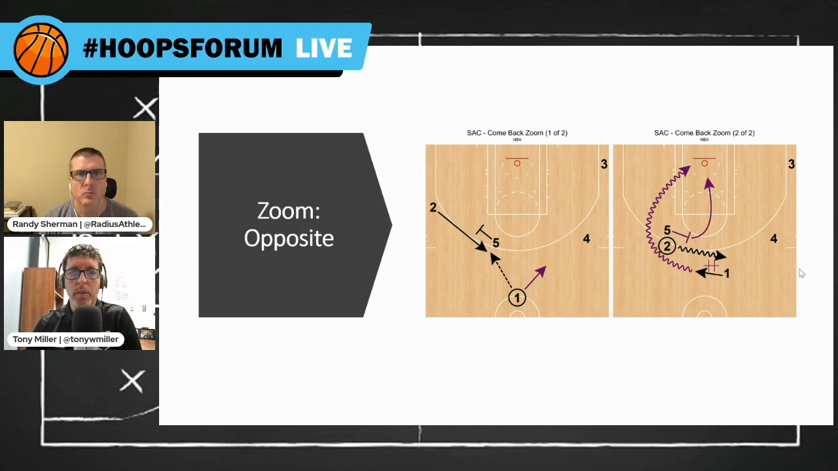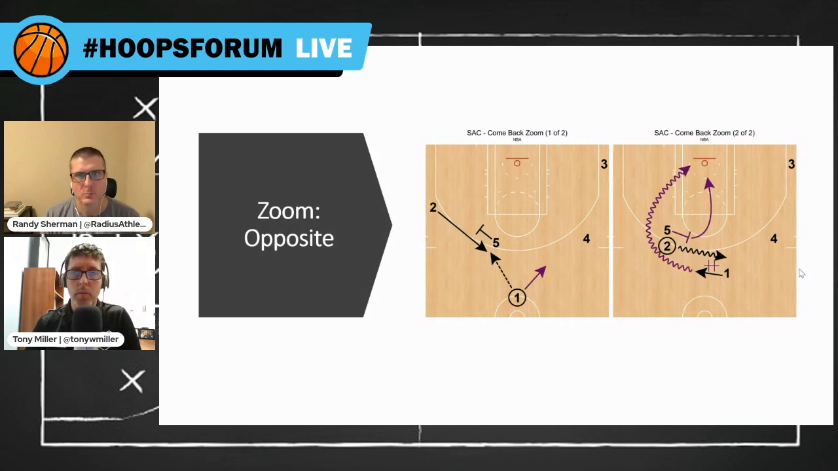So as the ball is now entered, you have the two coming off the pin down, and where you get the zoom action is in frame number two, as two hands the ball back off and it's immediately followed by a ball screen, and you have your pair on the other side spaced. So now you have an open lane. You could have somebody going down the middle of the lane, but one can now basically operate in that entire half of the court.